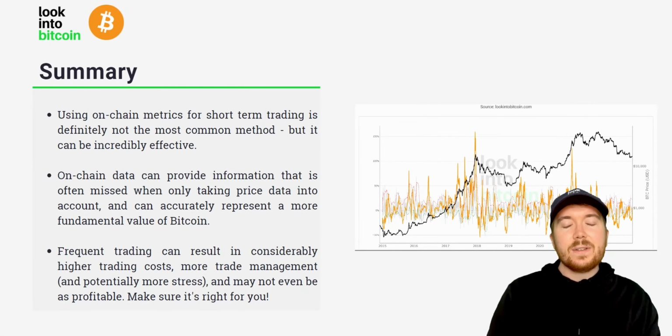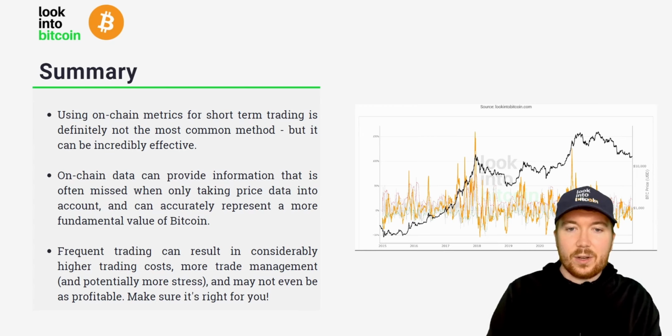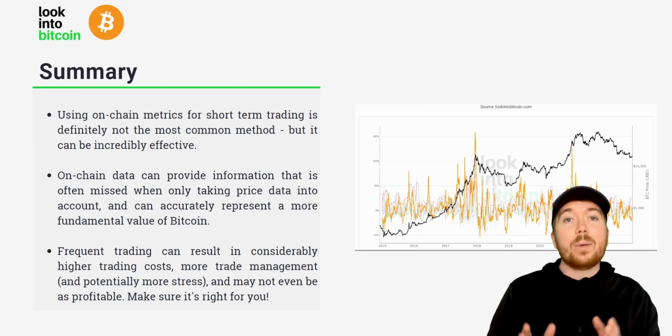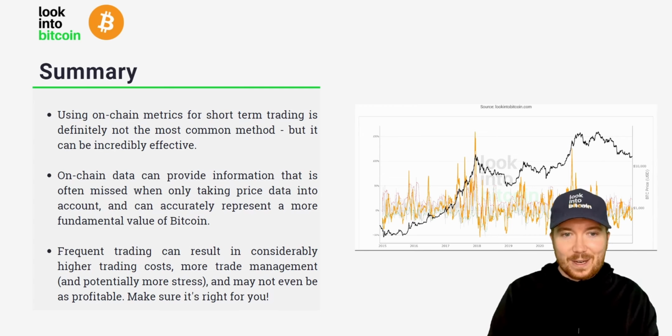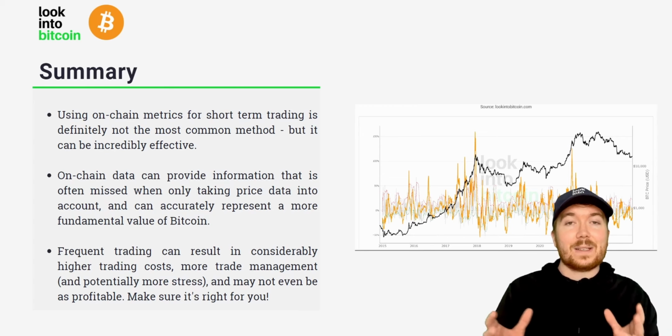So just to summarize, using on-chain metrics for short-term trading in Bitcoin is definitely not the most common method of the implementation of these tools, but it can be incredibly effective. And this can actually give an accurate representation of the more fundamental value of Bitcoin rather than just the speculation and volatility that happens on a day-to-day basis. But keep in mind, frequent trading can result in considerably higher trading costs, more trade management, which could lead to higher stress as you're having to manage more open positions, and it may not even be as profitable. Before you implement any short-term trading strategies such as these, do your own research, do some backtesting, and make sure it is right for you personally.